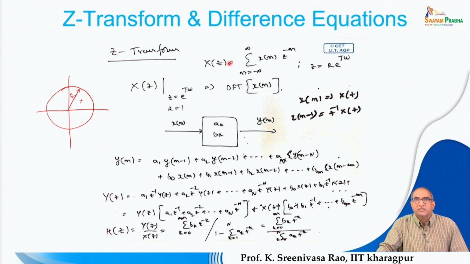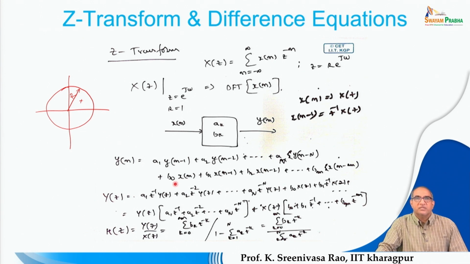If it is x of n, the transform is x of z. Suppose in place of x of n it is x of n minus 1, and you compute the Z transform for x of n minus 1. If you rearrange the variables inside and substitute n minus 1 with another variable, then for x of n minus 1 the Z transform is nothing but z power minus 1 into x of z, right.